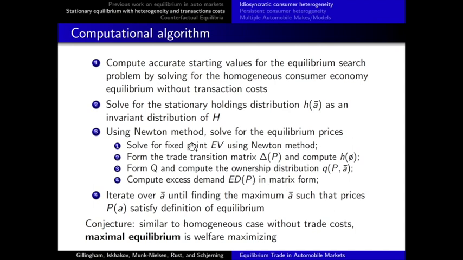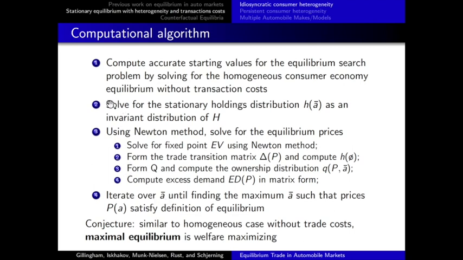So here, first solve the model using Newton's method. As a byproduct of that, you get the Fréchet derivative of the Bellman operator. You can use that later. Then you compute the outside option, the distribution, and then the ownership distribution. With that, you can combine the trading matrix and the keeping matrix that you've computed so far to derive excess demand in matrix form. Then you minimize that with respect to those prices. And then you iterate until convergence over A bar.